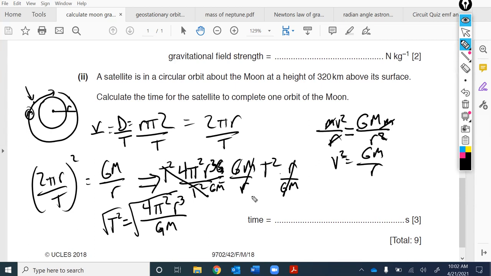All right, let's make some substitutions. So this is going to be T equals 4 pi squared R cubed over GM, to the 1/2 power, right? That's how we can take the square root. We need to calculate R.